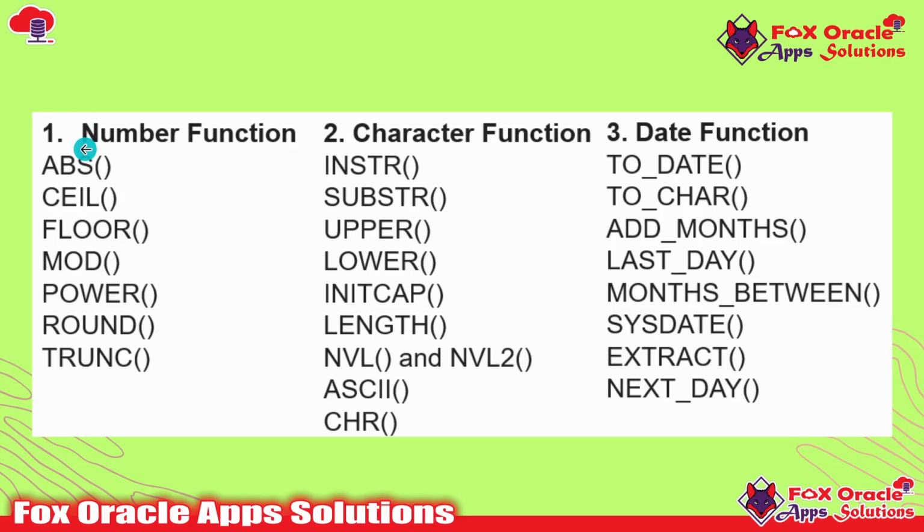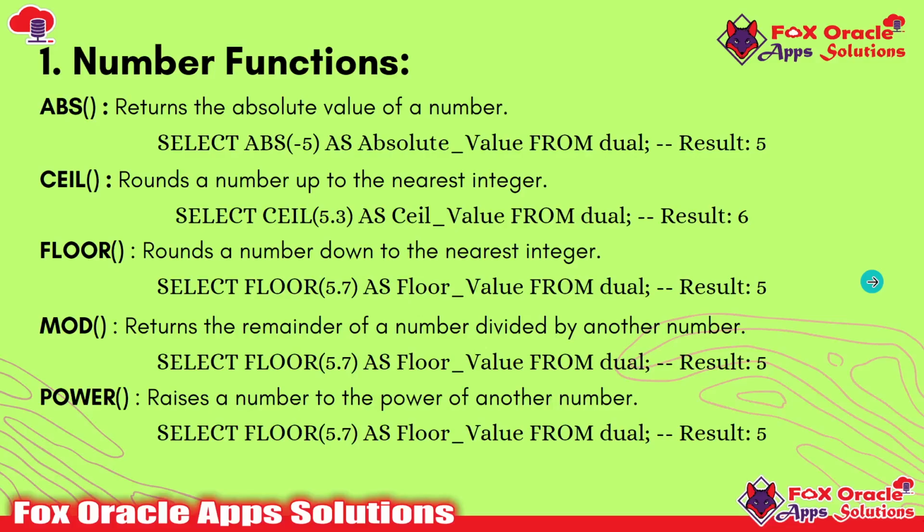So here ABS is a function responsible for giving you the positive number. Whatever number you pass to ABS, it will return you the positive number. If you pass -5 to the ABS function, it will return 5. If you give 5, it will also return 5. In the same way we have different functions. Let's go one by one.